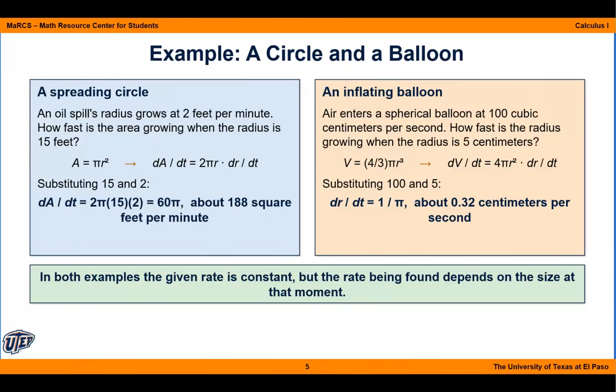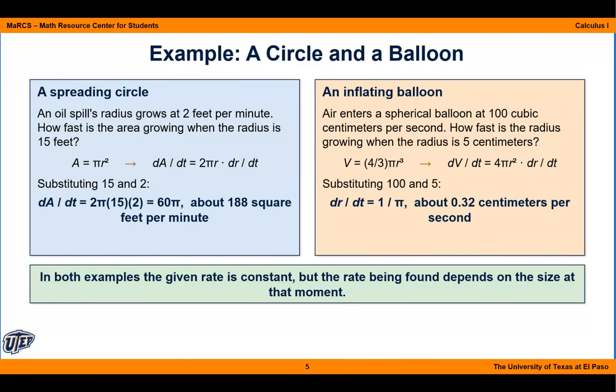Let's compare two examples in which the given rate is constant, but the rate we want depends on the size at that moment. For the spreading circle, the radius grows at 2 feet per minute, and we want the area rate when r is equal to 15. Begin with A equals pi r squared. Differentiating with respect to time gives dA/dt is equal to 2 pi r times dr/dt. Substitute r equals 15 and dr/dt equals 2. The area is growing at 60 pi square feet per minute, or approximately 188 square feet per minute.